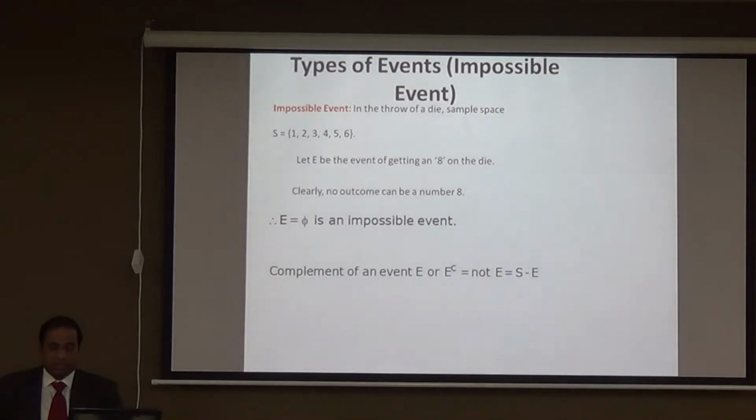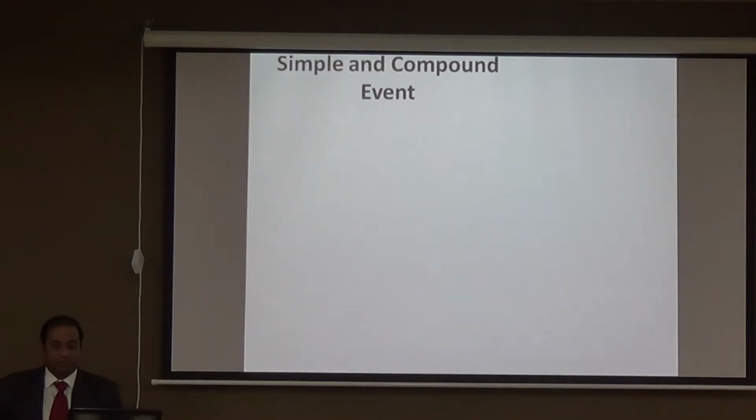Complement of an event E can be represented as not E or S minus E. From the whole sample space, if we subtract the event E, then we get the complement of an event.